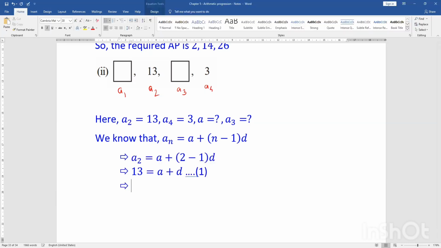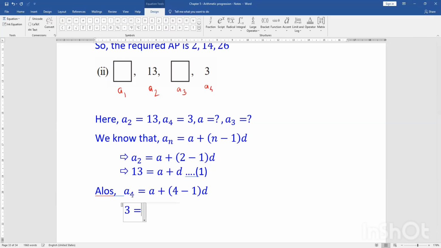Okay. The next one, we have also the same equation, you just copy. Okay. I just copy the same equation to show the substitution part. So I want A4 value. So A4 means, wherever n is there, just substitute 4. A plus 4 minus 1 into D. Okay. Now A4 value, what is A4 value? It is 3, right? So 3 equals A plus 4 minus 1. What is 4 minus 1? It is 3. 3D. Okay.